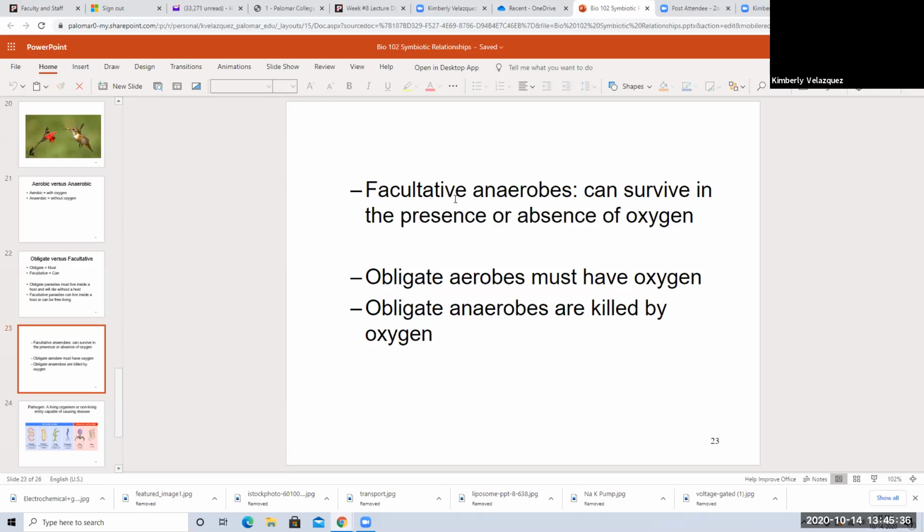So if you're facultative, that means you can survive in the absence of oxygen, but you can also survive in the presence of oxygen. You can really be somewhat successful in either environment. Versus obligate, if you're an obligate aerobe, it means you must have oxygen, you will die if you don't. And if you're an obligate anaerobe, you must have a condition with no oxygen. In fact, you're killed by oxygen. So these terms are important when talking about bacteria in particular.